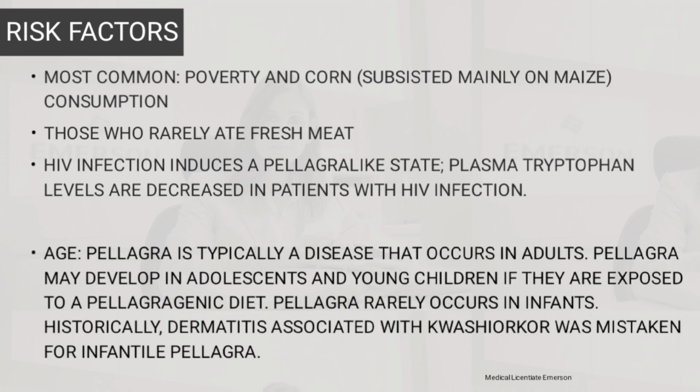Then age is also a risk factor. Pellagra is typically a disease that occurs in adults, and it may develop in adolescents and young children if they are exposed to a pellagragenic diet. Pellagra rarely occurs in infants. Historically, dermatitis associated with kwashiorkor was mistaken for infantile Pellagra, but kwashiorkor has its own dermatosis and its own grading as well.